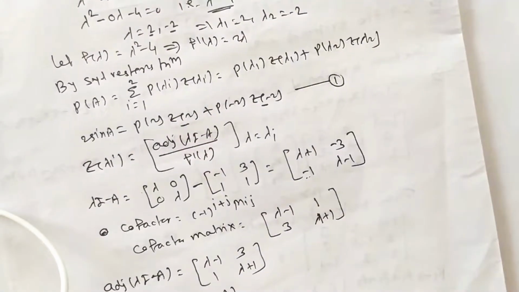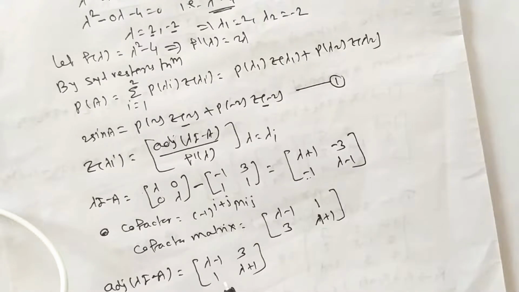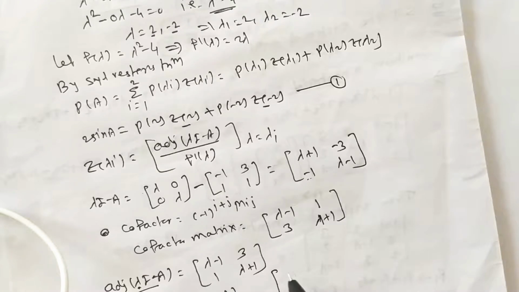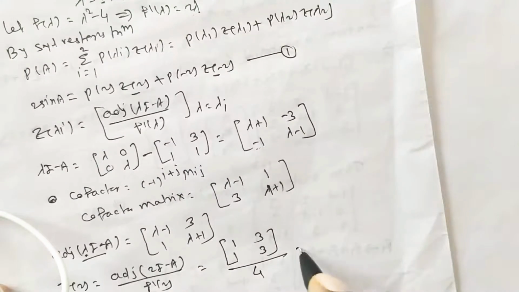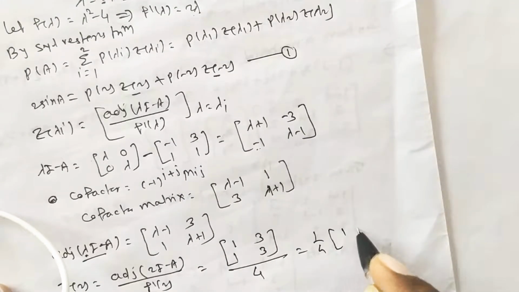So here we have to find the adjoint of 2I minus A matrix. So 2I means put lambda equal to 2 here. If you put lambda equal to 2 in this matrix, the adjoint of lambda I minus A, 2 minus 1 is 1, 3, 1, 3, since 2 plus 1 is 3, upon f dash of 2. f dash of lambda is 2 lambda, so if you put lambda equal to 2, 2 into 2 is 4. So this is 1 by 4 into 1, 3, 1, 3. This is the Z of 2.